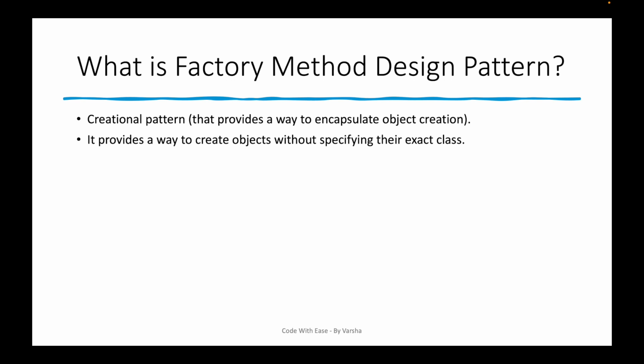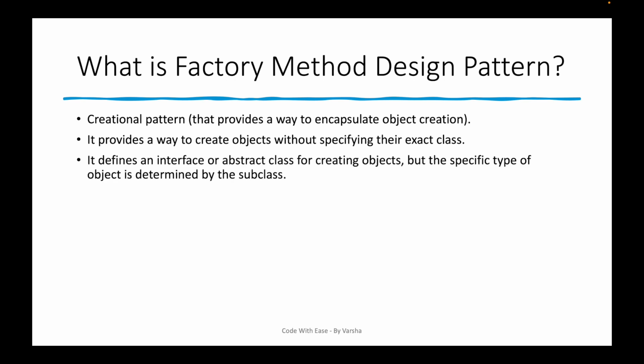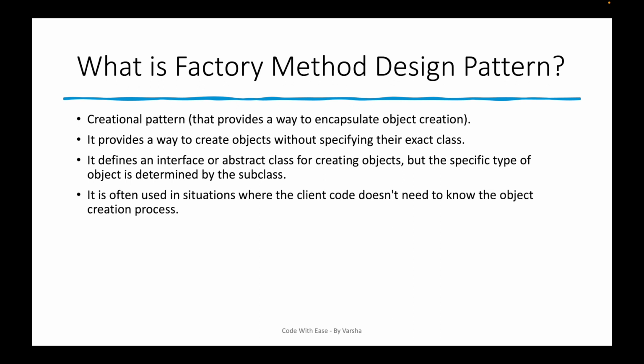Why is this important? Because tomorrow if I want to change anything in the ice cream class, my main class, the client code, should not get affected. I don't have to change anything in the client code just because the exact product class is being changed. Then it will define an interface, and the specific object will be determined at runtime by the concrete implementation. So that is a technical thing.